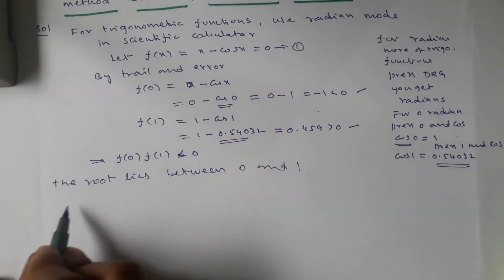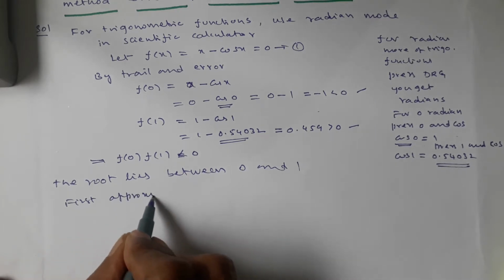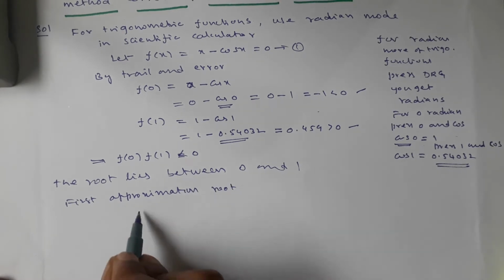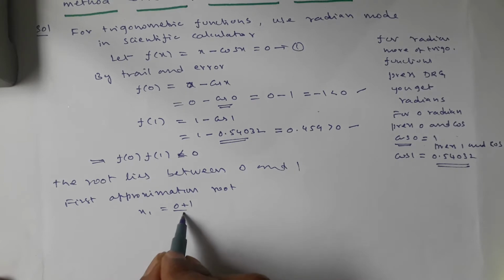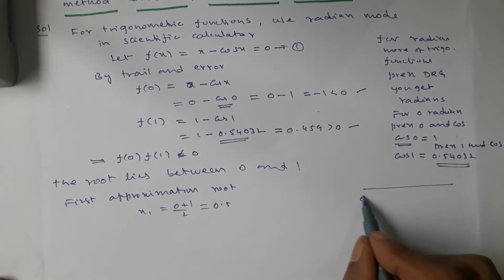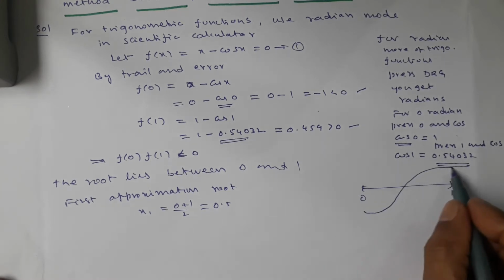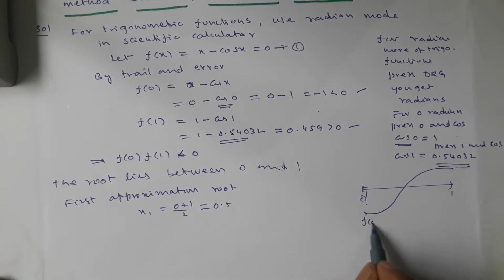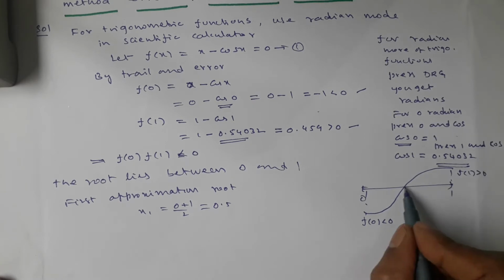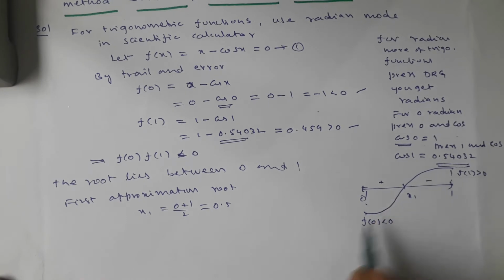So the first approximation of the root, x1 is equal to 0 plus 1 by 2, is equal to 0.5. Even in the graph, this is 0, this is 1, f of 0 is less than 0 and f of 1 is greater than 0. This is x1. So automatically this side is positive and this side is negative.